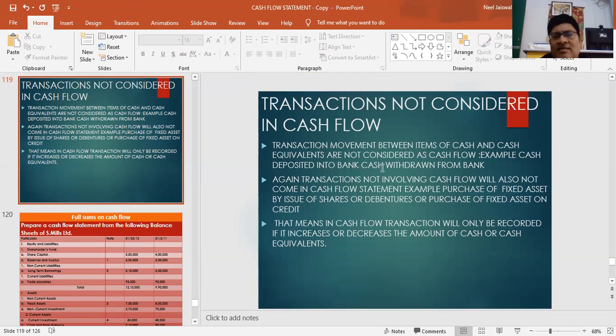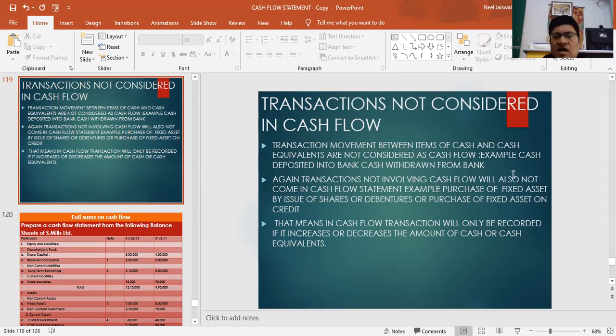Example: cash deposited into bank, cash withdrawn from bank. Remember it. I am depositing cash into the bank, or I am taking out cash from the bank. There is no cash flow taking place, because both cash at bank and cash in hand are cash and cash equivalents. One cash is changing into other cash. So we will not take that into consideration while doing a cash flow statement sum.